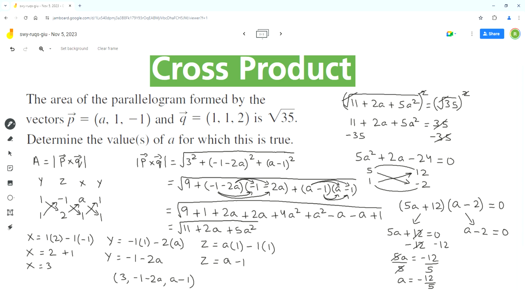Now we can add 2 to both sides. So I get a equals 2. So this is the second possible value for a. So there are two possible values of a for which the area of the parallelogram is equal to square root of 35. So this should be the final answer for this problem. So these are the steps you have to keep in mind to solve a problem like this one.